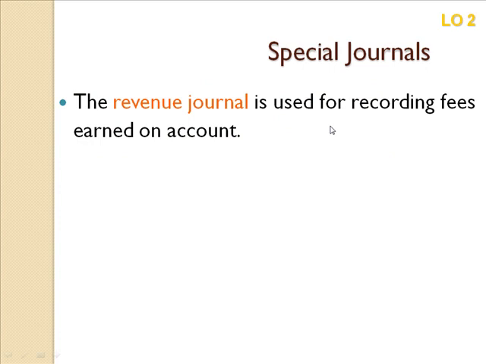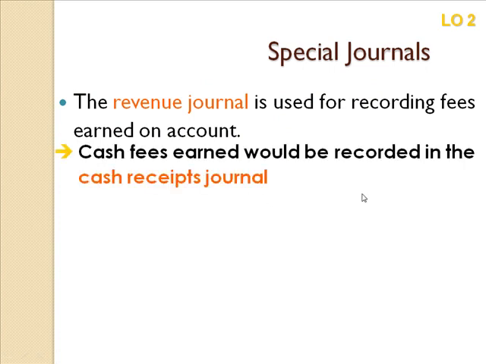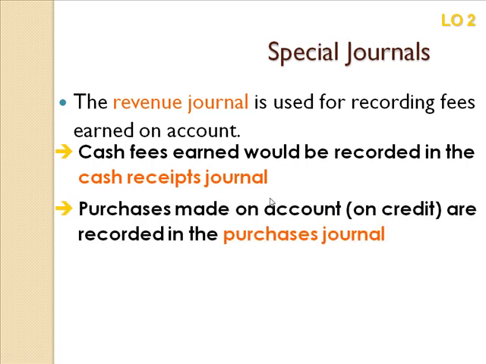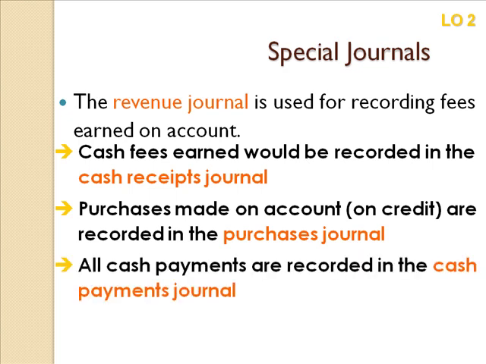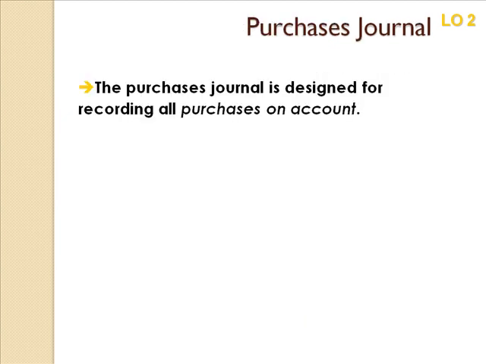The revenue journal is used for recording fees earned on account. Cash fees earned would be recorded in the cash receipts journal. Purchases made on account are recorded in the purchases journal. All cash payments are recorded in the cash payments journal. The purchases journal is designed for recording all purchases on account.